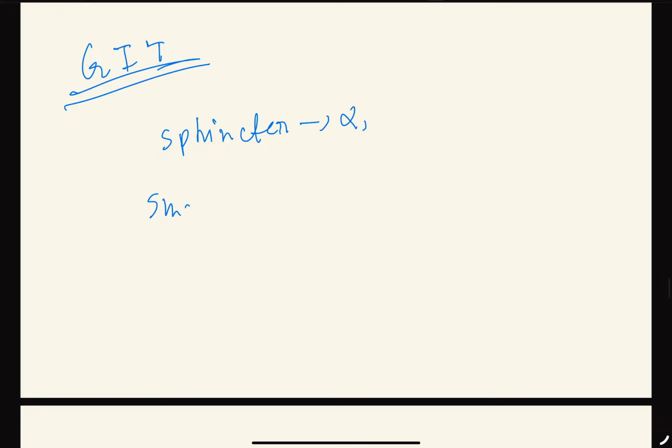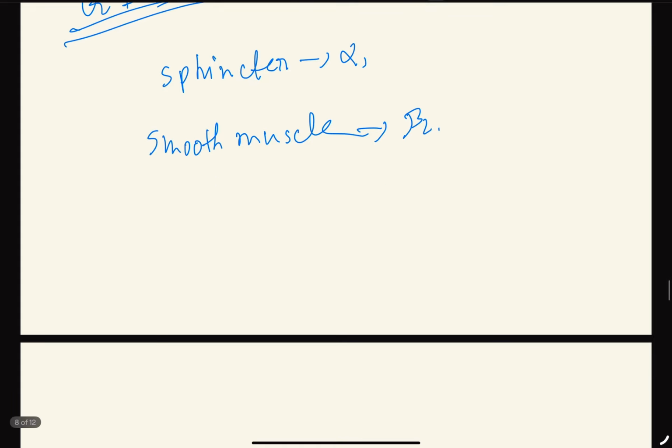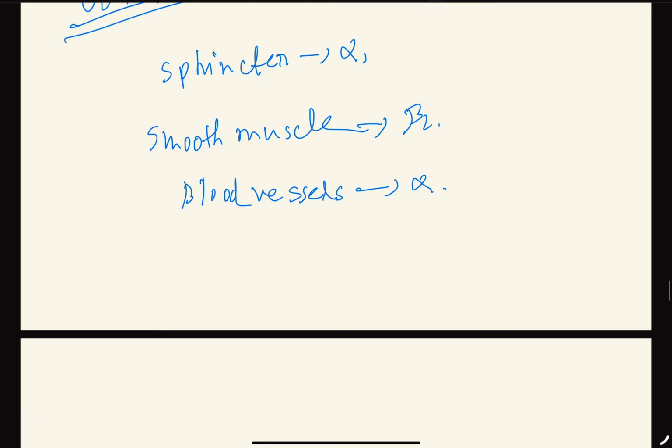Okay, what about the smooth muscles? The smooth muscles should be inhibited because we don't need this GI contraction at this moment. So beta 2 receptor should be there. And what about the blood vessels of GIT? We don't need to absorb food right now, so it should constrict the blood vessels, and we have alpha 1 receptor.